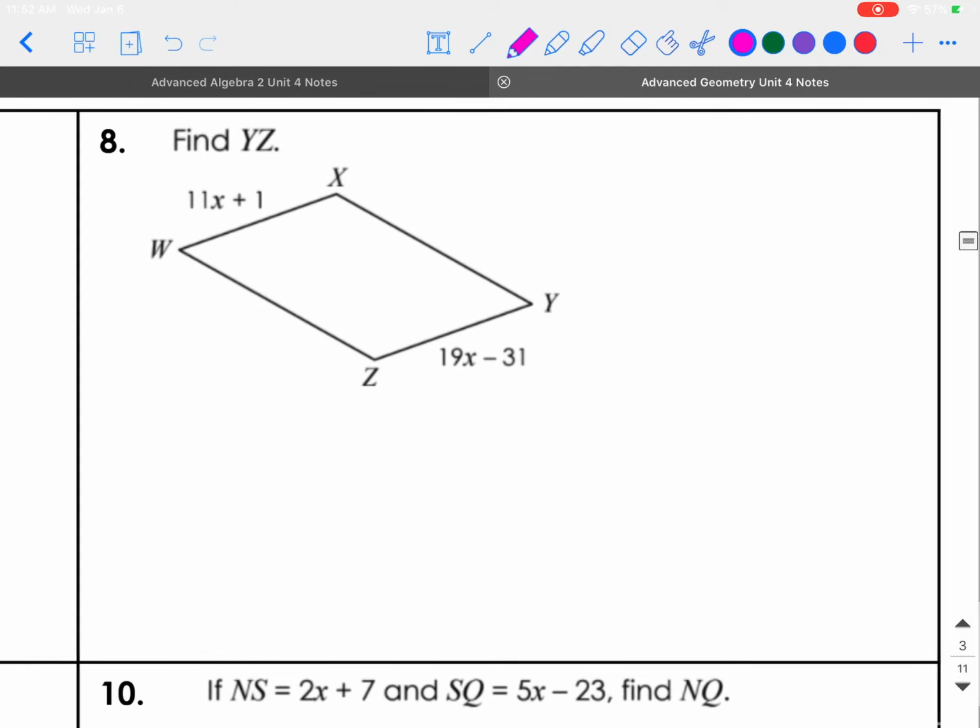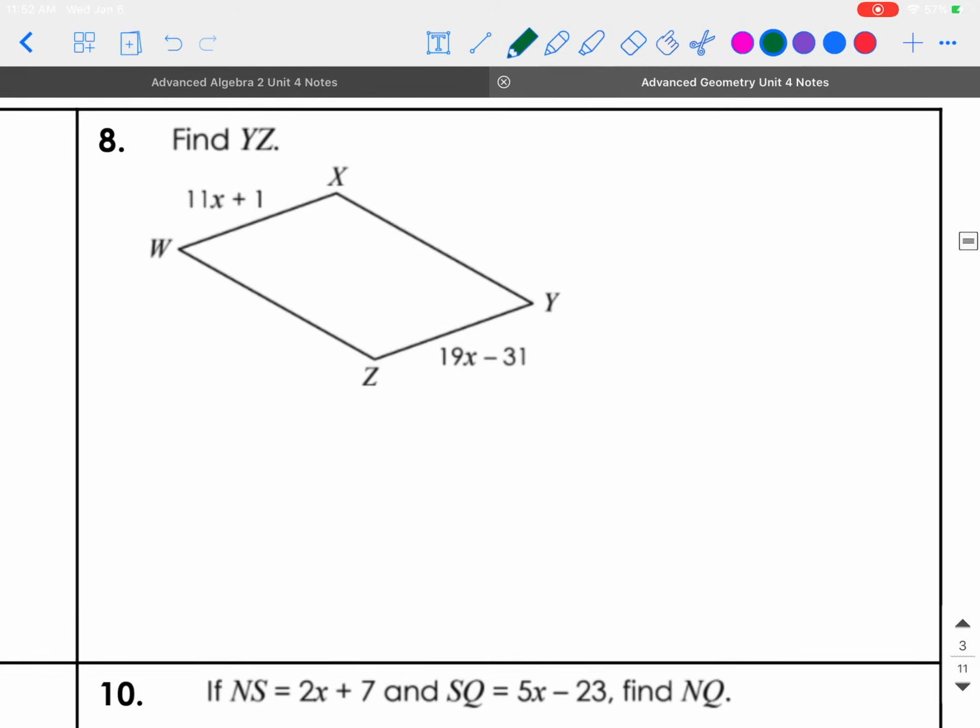All right, number 8. Again, we have two segments. They're across from each other in the parallelogram, so we know that they are equal. 11x plus 1 equals 19x minus 31.